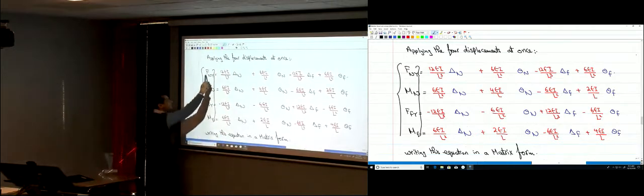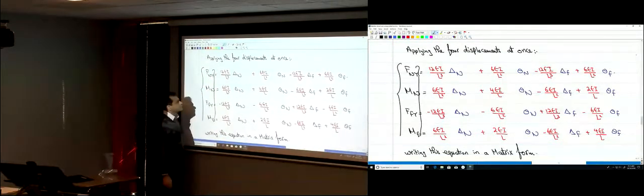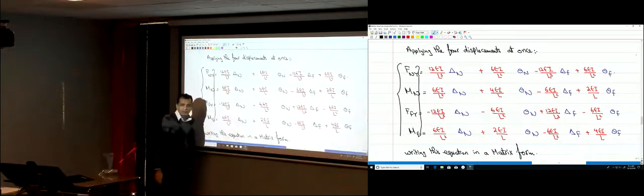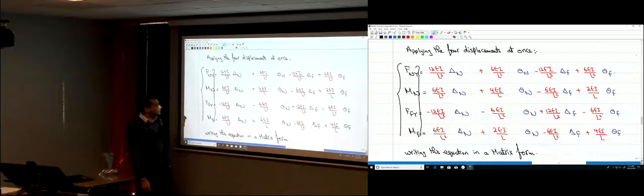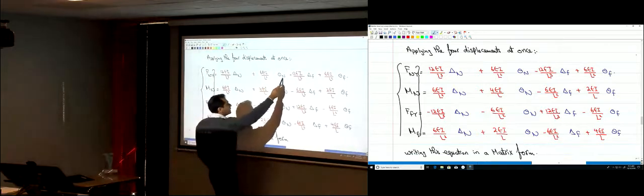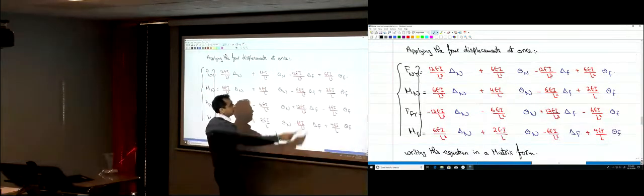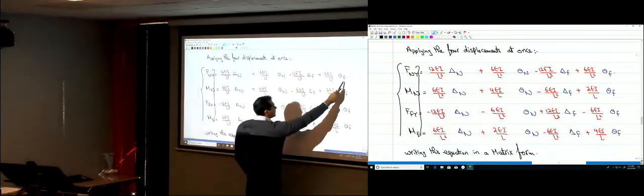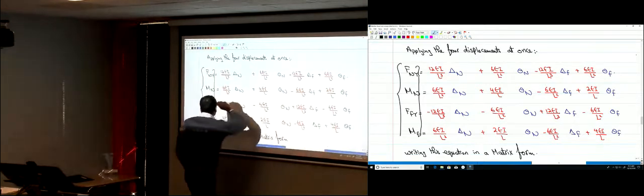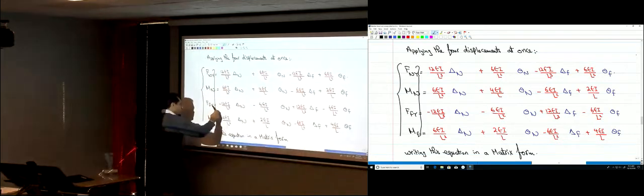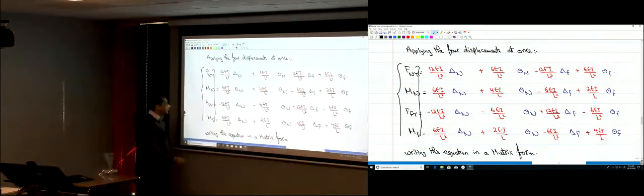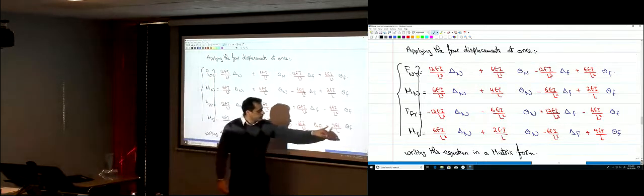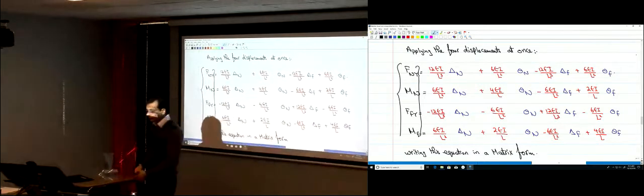The force at the near end in the y direction is 12 EI divided by L cubed multiplied by delta M, the delta at the near end, and this coefficient multiplied by theta M, the near end, and this coefficient multiplied by delta F, and this coefficient multiplied by theta F, and so on for the moment at the near end, the vertical force at the far end, and the moment at the far end. They are related to those 4 displacements.